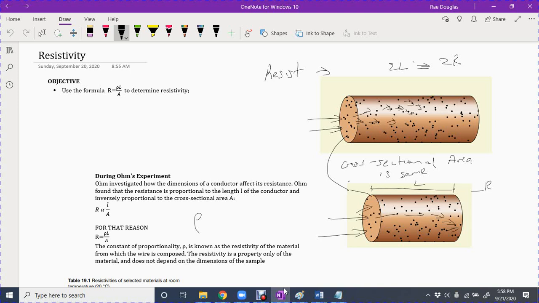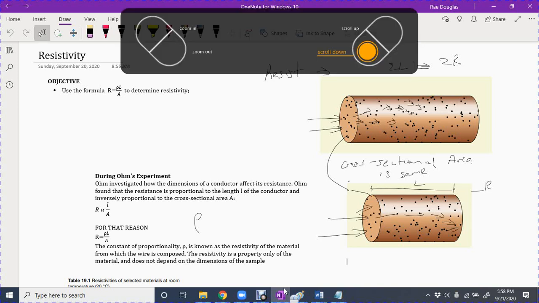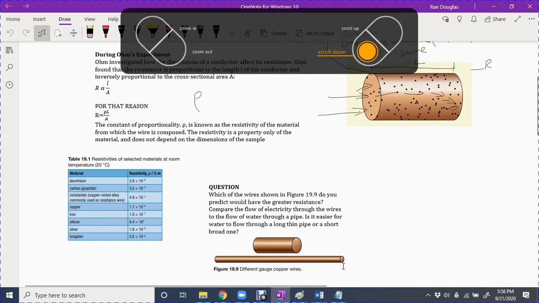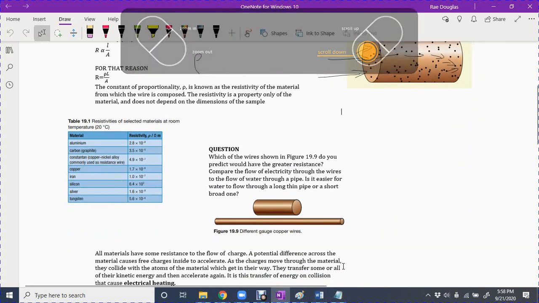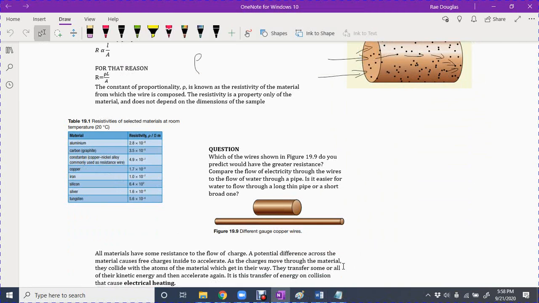And it says that it does not depend on the dimension of the sample. So despite the length of the copper wire, the resistivity value will remain as such. It will remain as what it originally was, right? And here we have a lovely table which we will end up using a few of those things, so to speak. Now guys, we need to understand that resistivity has a unit, right? Resistivity is equal to ohm meter, right?